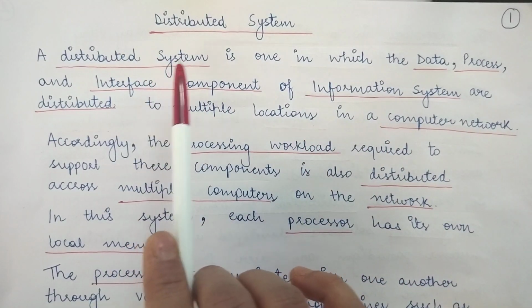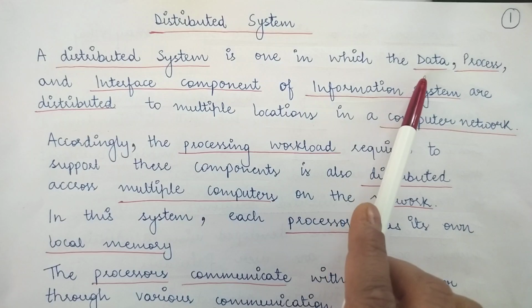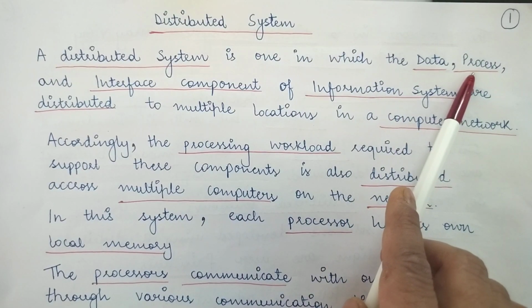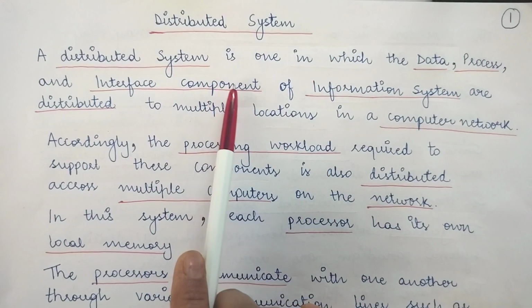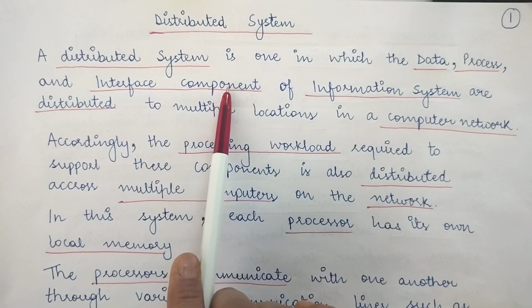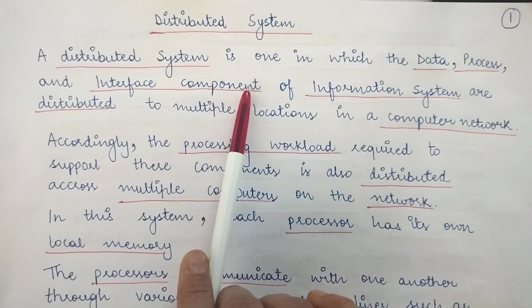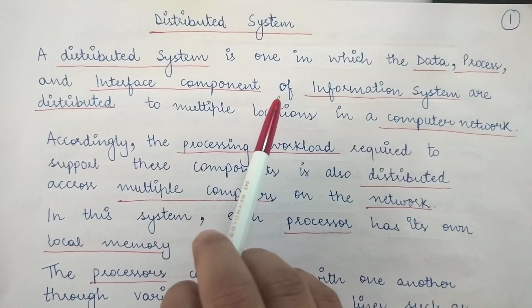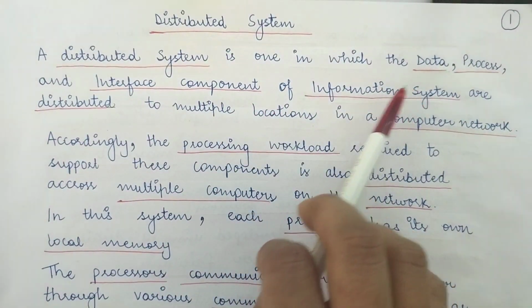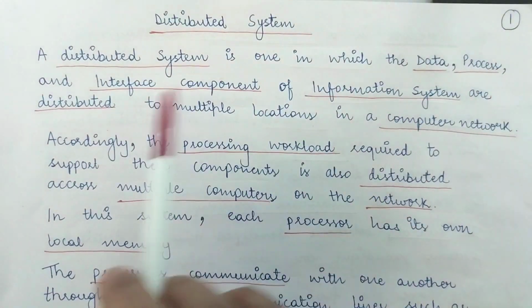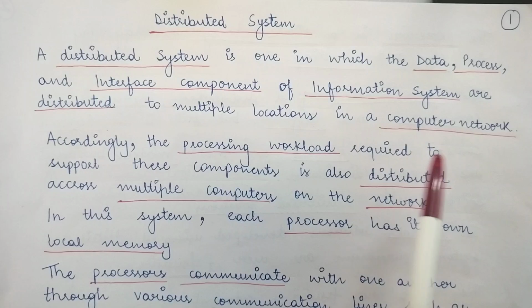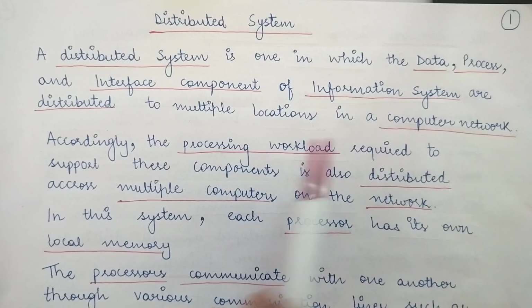So a distributed system is one in which all the components, that is your data, the process of transforming that data into information, and the interface component, are distributed. The interface component is the component that lets the end users interact with the system. So the data, the process and interface component of the information system are distributed across multiple locations in the computer network.